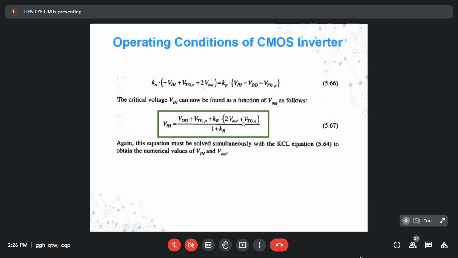So the formula for VIH is: VIH equals VDD plus VtP plus KR multiplied by 2 Vout plus the threshold voltage of the NMOS, divided by 1 plus KR. When VIH is not given in the questions, you will have to use these formulas to calculate it.